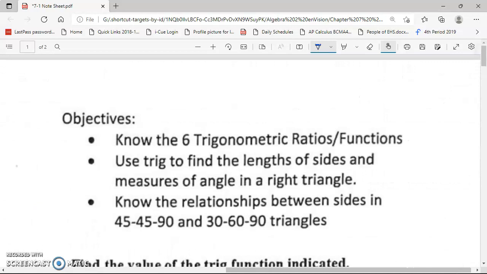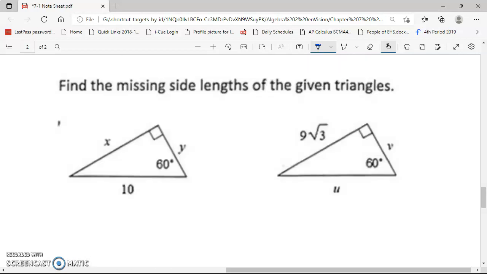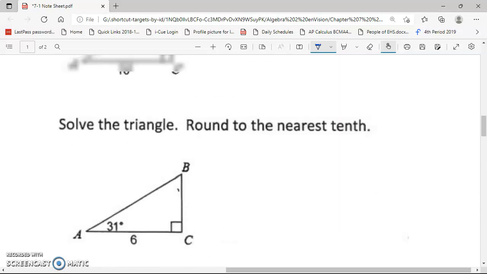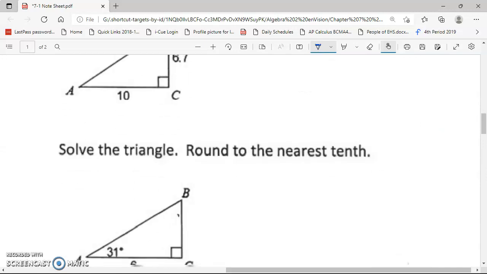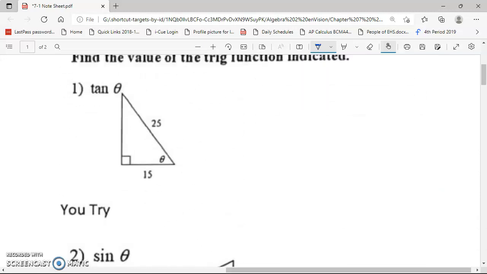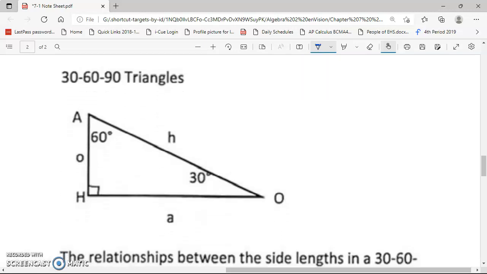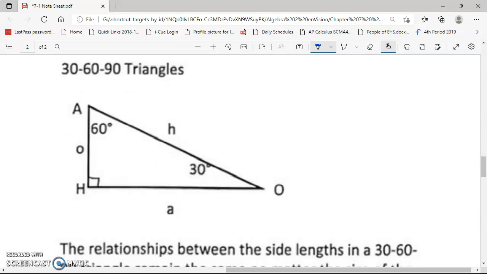All right, so we are going to use trig to find the lengths and measures in one of these special triangles. Oh, everything's going crazy. Oh, this is the wrong one. We want this one. Sorry.